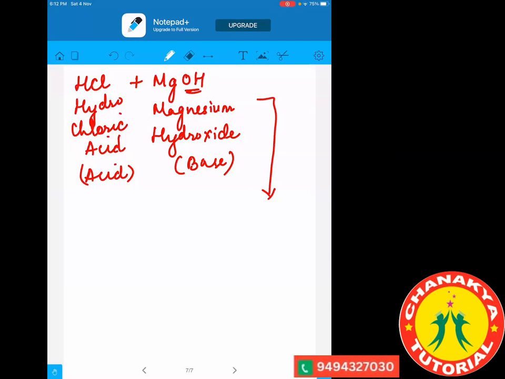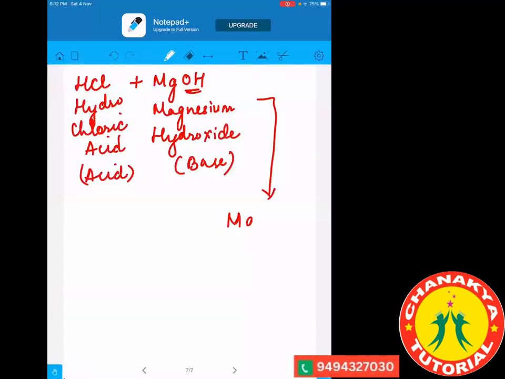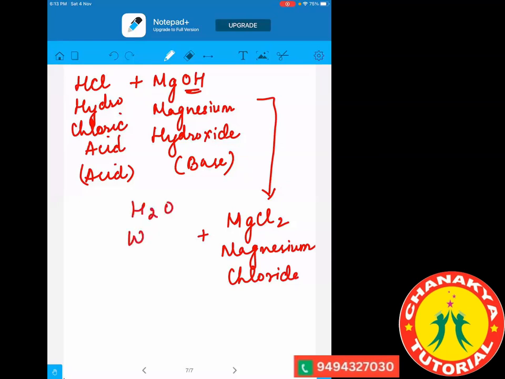Both of them will join together and form magnesium chloride. MgCl2 is magnesium chloride. And they release the water also. Clear? So this is a salt, and this is the water.